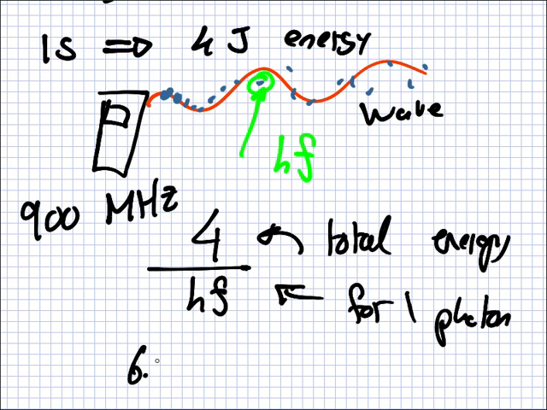That's about 10 to the 24. That's about 10 Avogadros. That's about 10 moles of photons. Close enough, it's still the same thing. It's about 10 moles of photons. It's a lot of photons per second coming out of your phone. It's a lot. 10 to the 24? Okay.